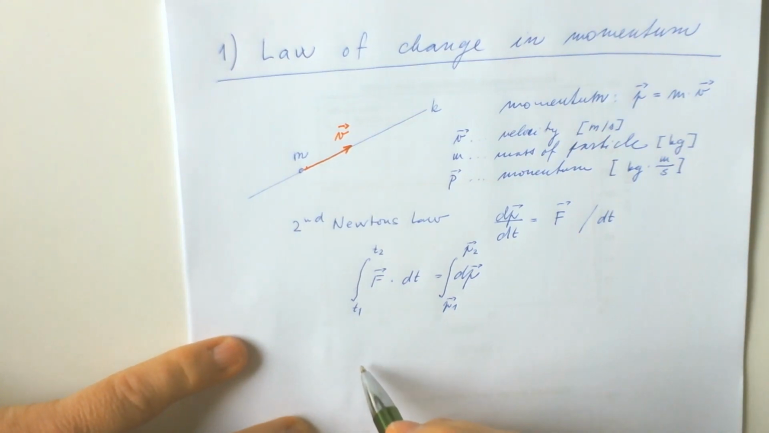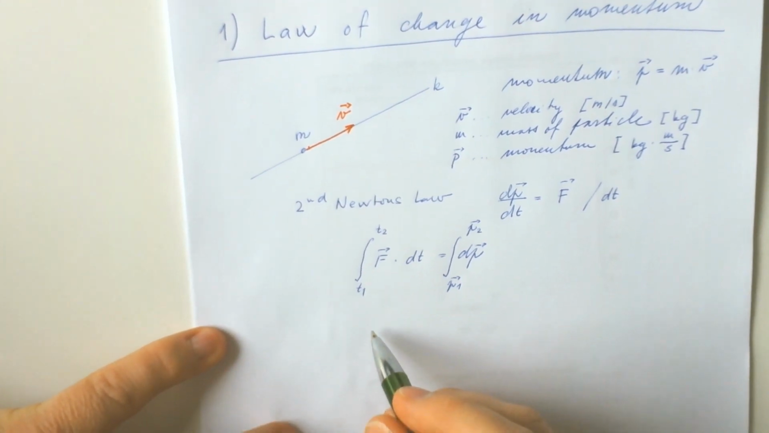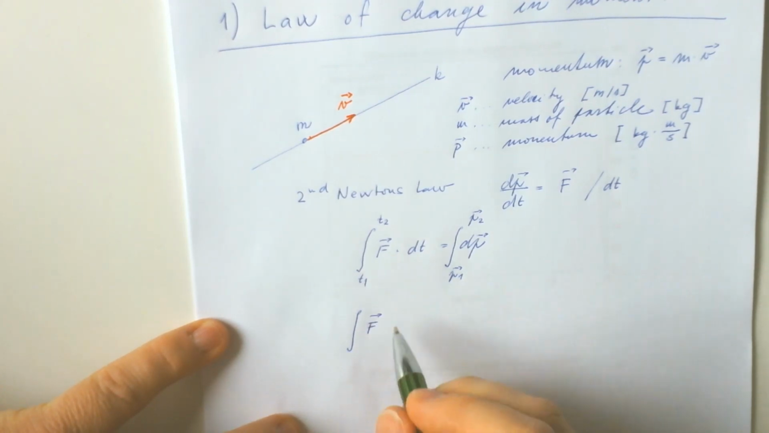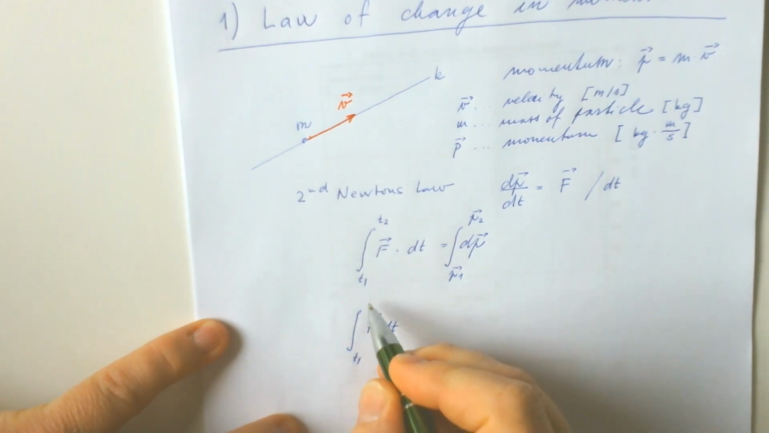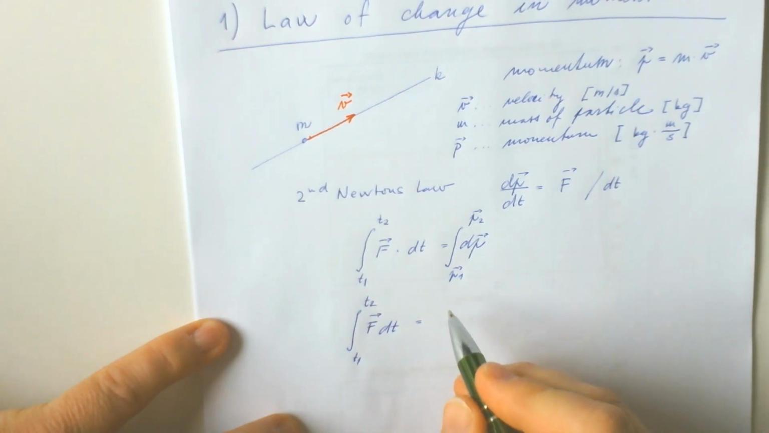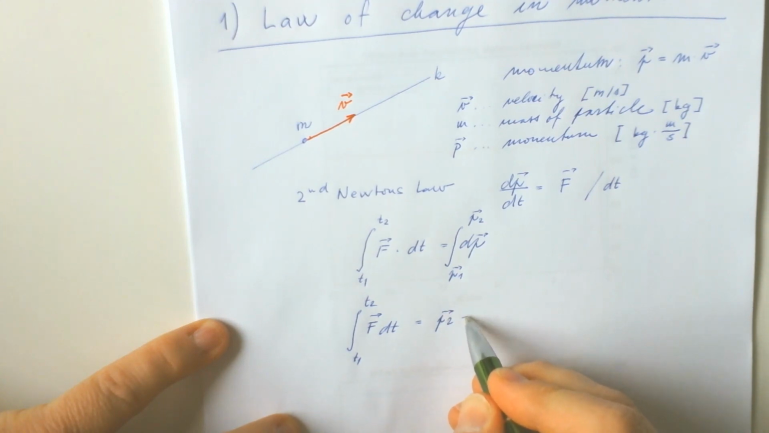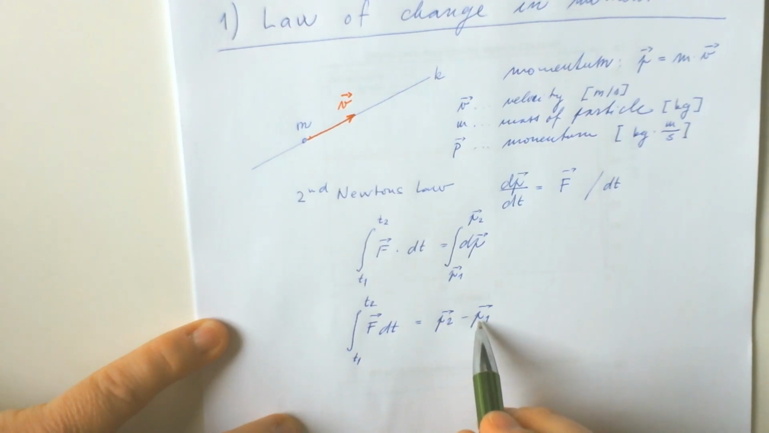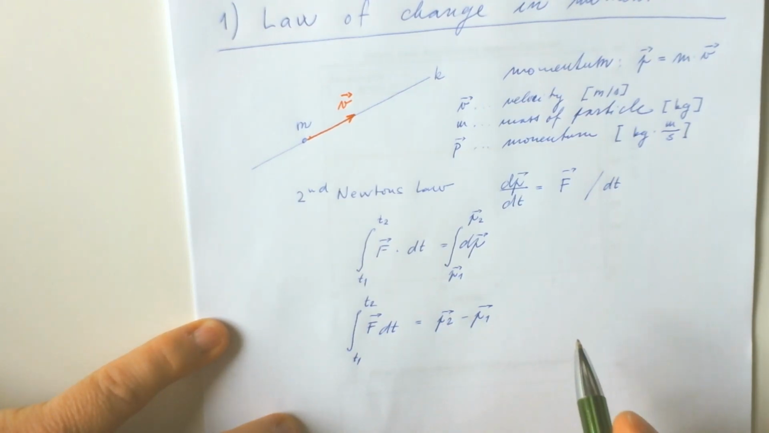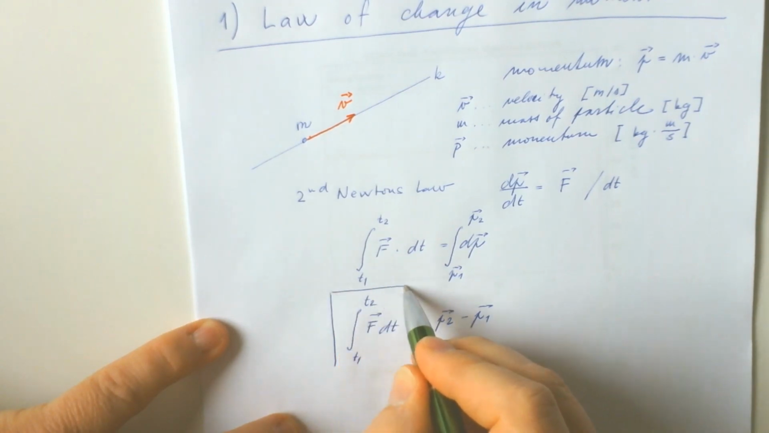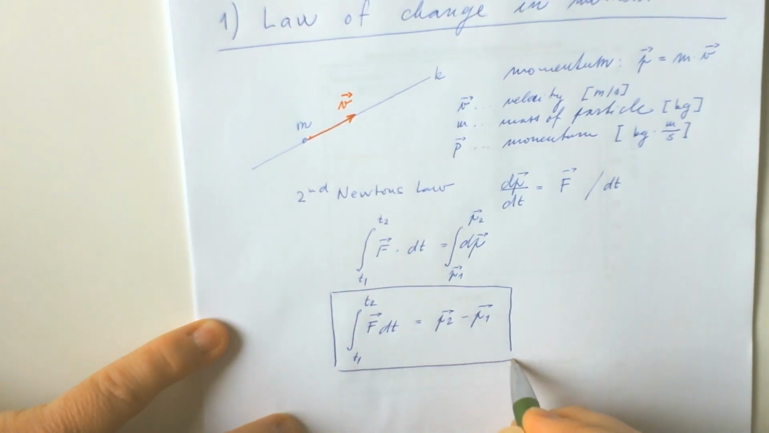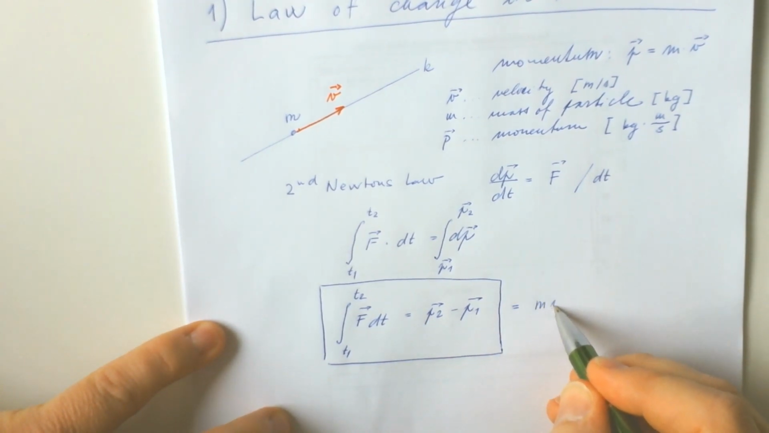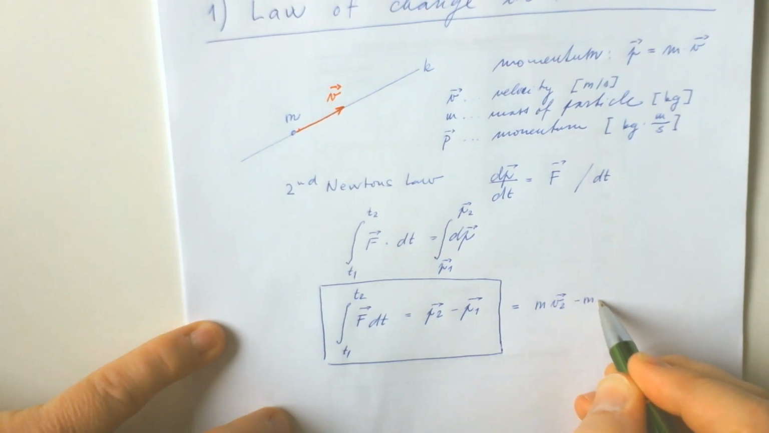2. So if we continue in this integration, we can write that F, which can be a function of time, F dt from t1 to t2 is equal to the difference of momentums in state 2 and in state 1. So this is the final formula. We can continue. It is equal to m v2 minus m v1.